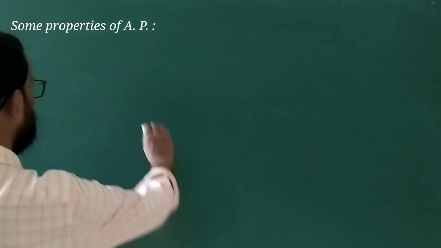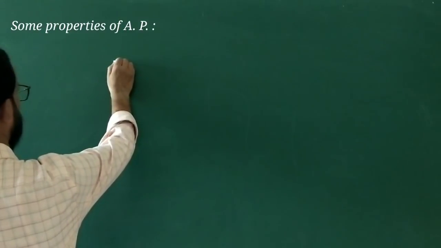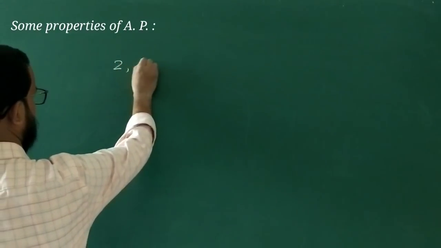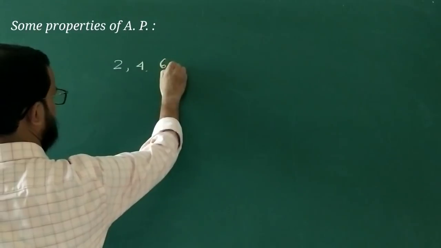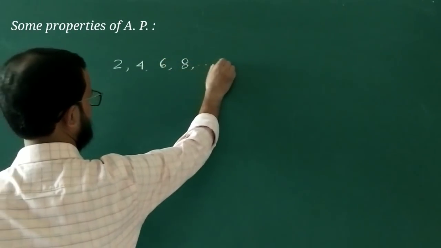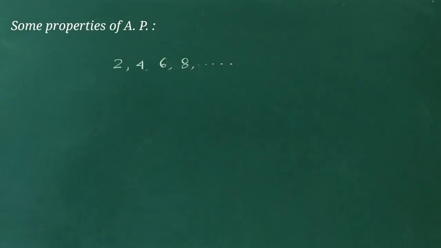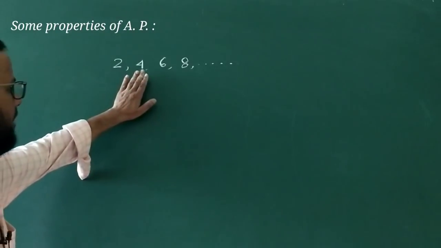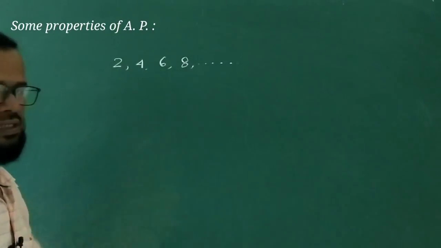Now we are going to discuss properties of an arithmetic progression. Some very important properties. So what is the first property? The first property is that suppose there is an arithmetic progression, say 2, then 4, then 6, then 8. So it represents an arithmetic progression. Why? Because the difference between consecutive terms is what?